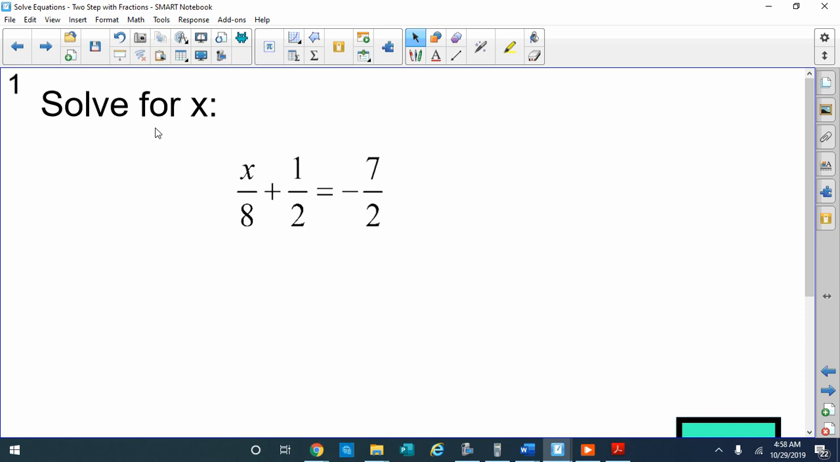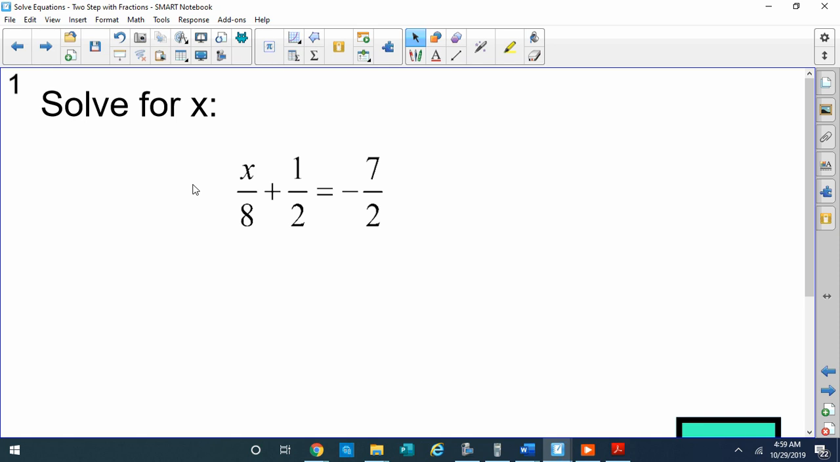All right, so here's our first question. We solve for x. x over 8 plus 1/2 equals negative 7/2. So the first thing we're going to do, we're going to identify what type of problem this is because we're going to undo the addition or subtraction first. So I notice it's an addition problem, so I have to undo the addition.